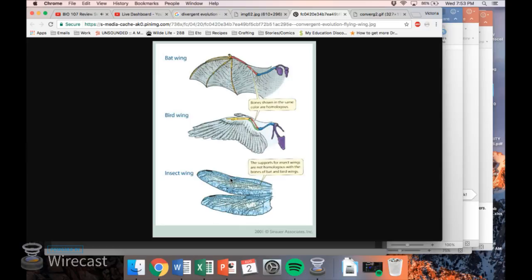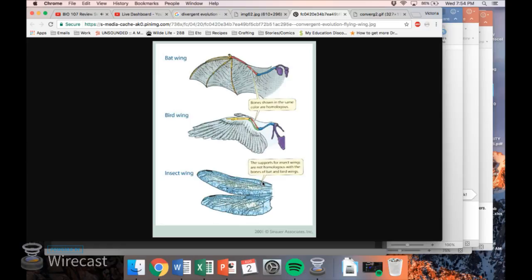The other example that we saw in class was the seal and the penguin and the tuna. They all have torpedo-shaped bodies, not because they came from a torpedo-shaped ancestor, but because they all needed to be very fast in the water. An example of divergent evolution is here, where we see all the different arm bones.